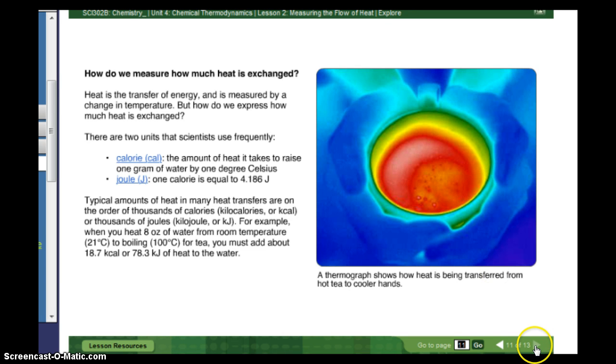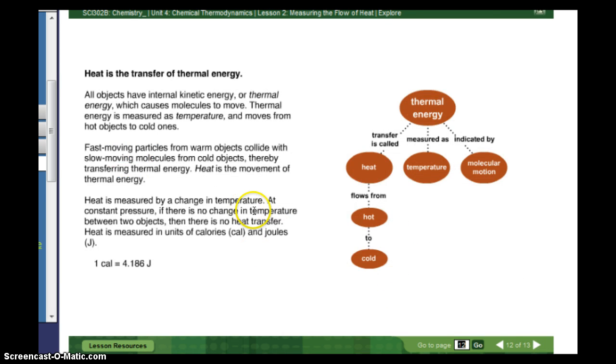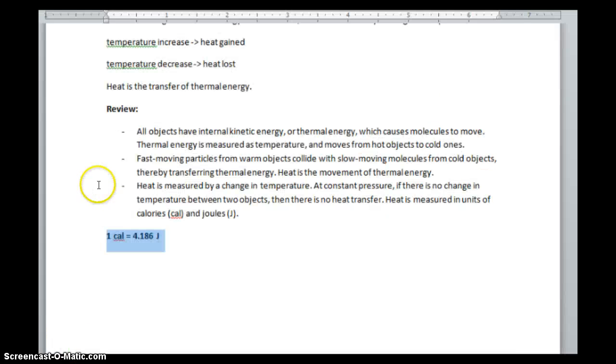So this is just a thermal image. You can hit pause and look at it. Here is the last part to review. Go ahead and hit pause and add this last review part to your notes.